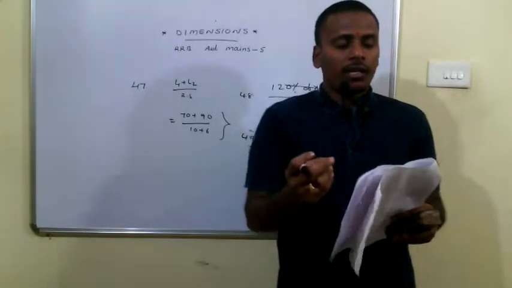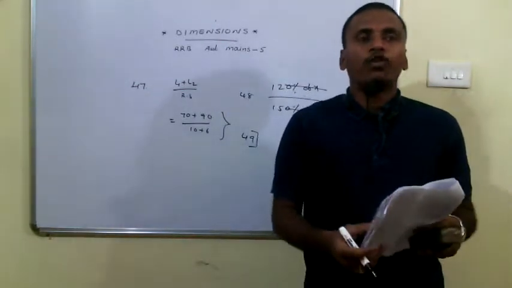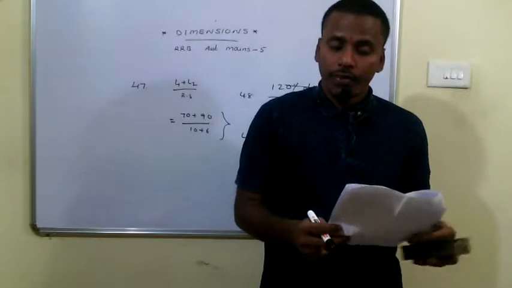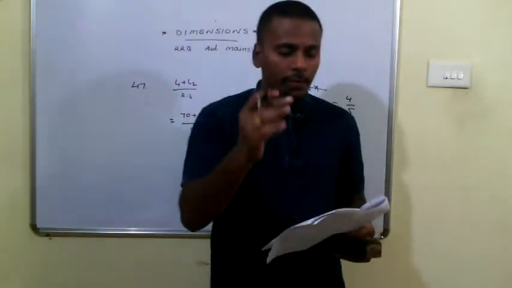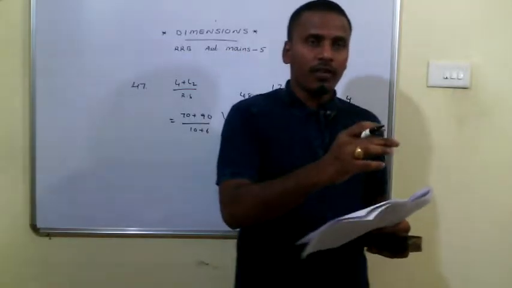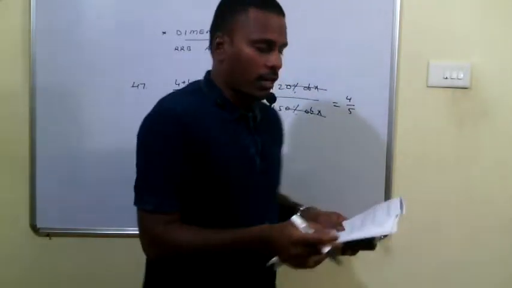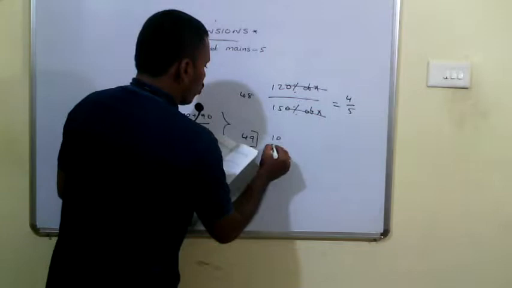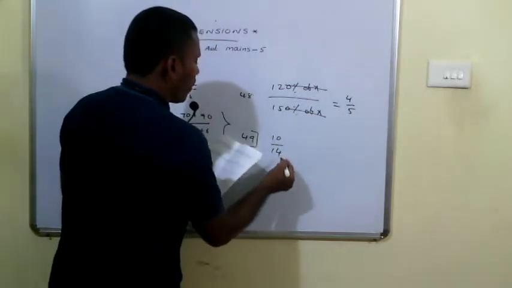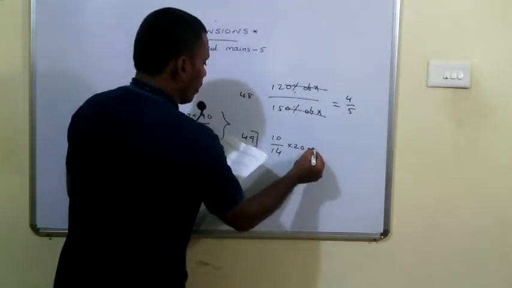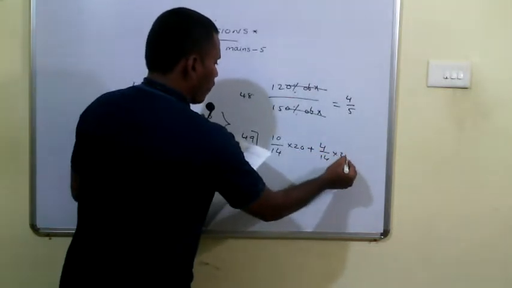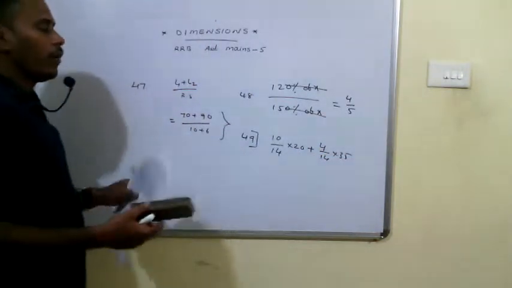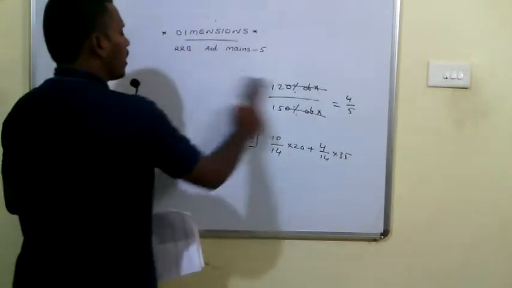The percentage of water in the new mixture in the glass we need to calculate. See, the first liquid is taken by 10 parts out of the total 14 parts. So water from the first type of liquid is 10 by 14 into 20%. Then water from the second type is 4 by 14 into 35%. On simplifying this, you will get the total percentage of water in the resulting mixture.